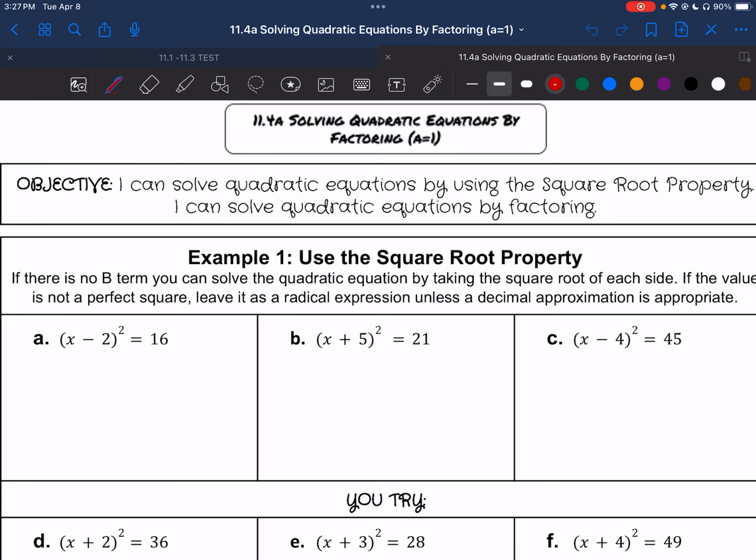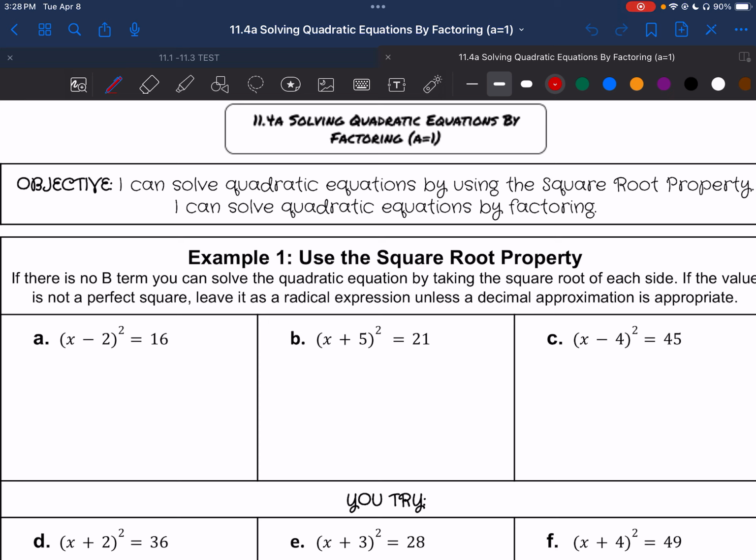Solving quadratic equations by factoring, specifically when a is equal to 1. Our objective for today is that I can solve quadratic equations by using the square root property, and I can solve quadratic equations by factoring. So what is the square root property?